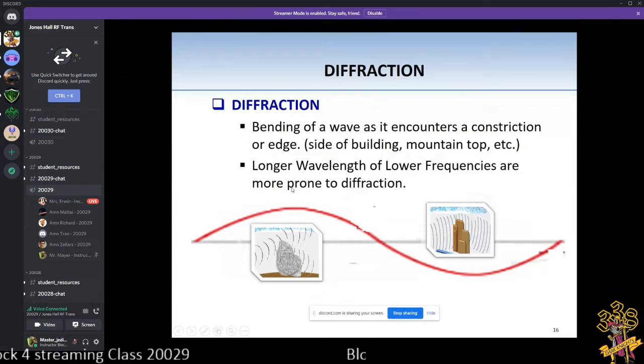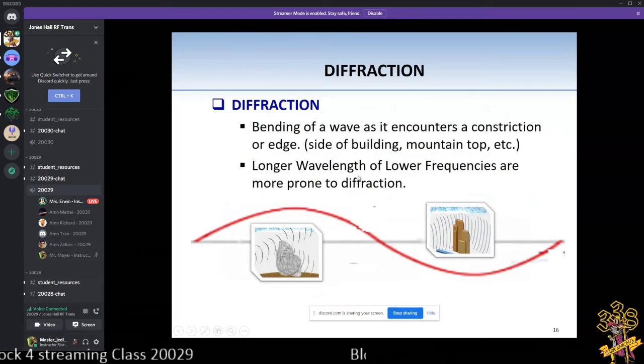Diffraction is the bending of a wave when it encounters an edge of a building or the edge of a mountain, or when it encounters a constriction, like it's trying to go between two buildings or two mountains. So diffraction is the bending of a wave as it encounters a constriction or an edge. Now, your lower frequencies are more prone to diffraction because of their longer wavelengths.